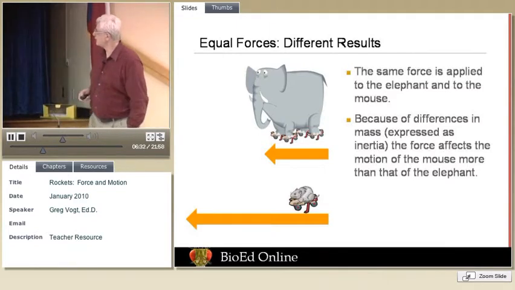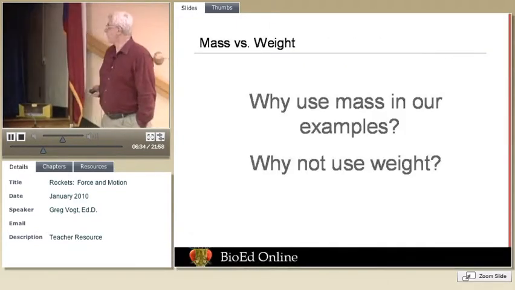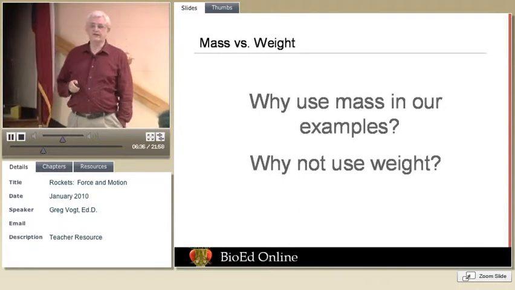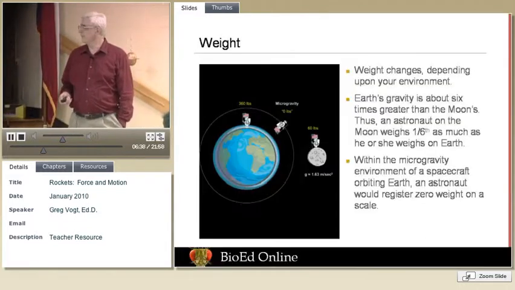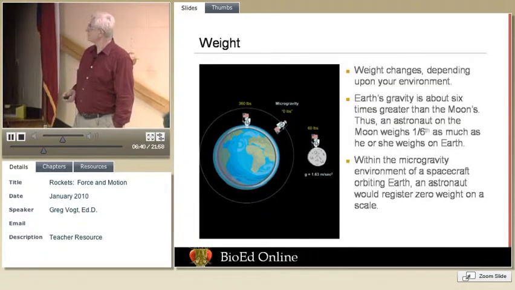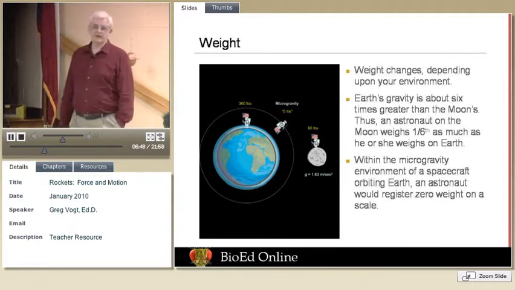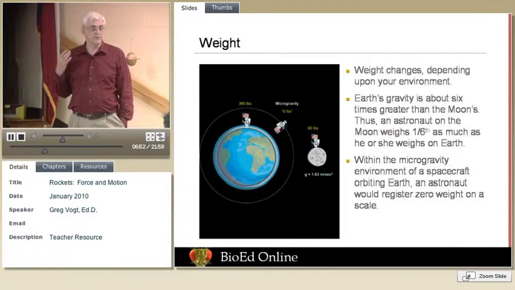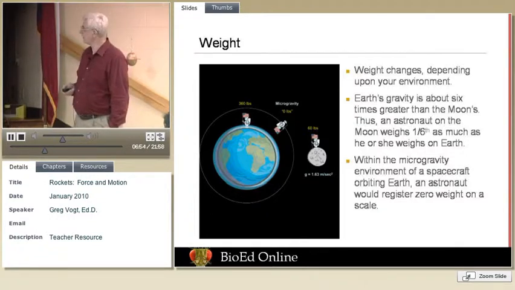So the elephant has a greater mass than the mouse. Now, why are we using mass instead of weight? Well, this is just a scientific thing, really. Here's an example. Weight changes depending upon your environment. We've got an astronaut standing on the Earth, and the astronaut weighs 360 pounds. That includes the spacesuit, and spacesuits are very heavy. They weigh close to 200 pounds. So it's a pretty heavy garment to wear on Earth.